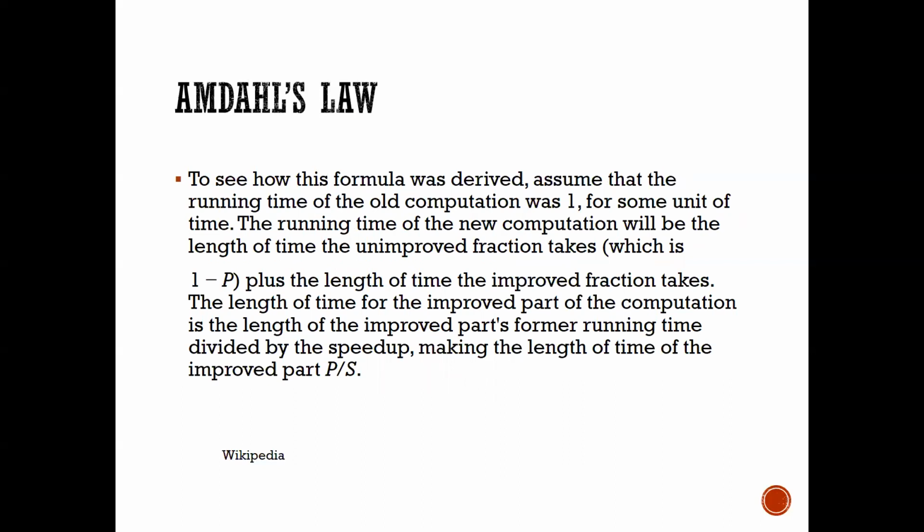To see how this formula is derived, assume the running time of the old computation was 1, for some unit of time. The running time of the new computation will be the length of time the unimproved fraction takes, which is 1 minus P, plus the length of time the improved fraction takes. The length of time for the improved part is its former running time divided by the speedup, making it P divided by S.